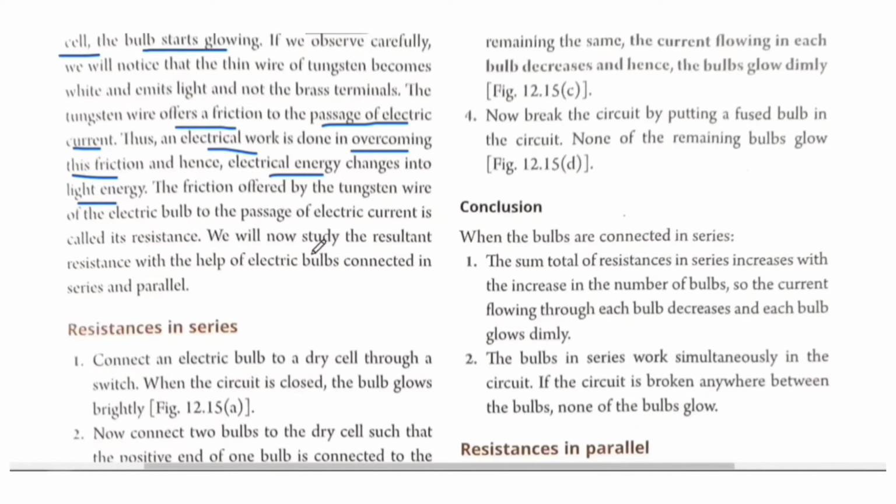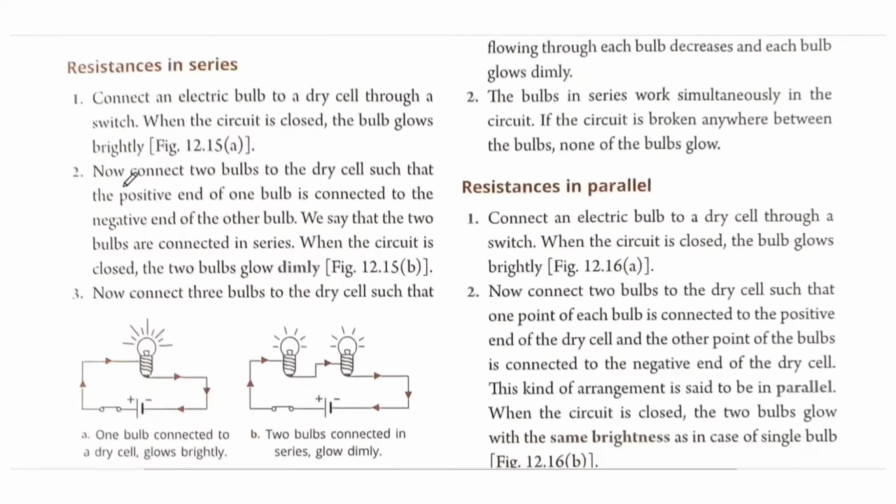So students, now we study what is the effect on the resultant resistance when more than one electric bulb is connected either in series or in parallel to a circuit. Students, in a series arrangement, bulbs are connected to the dry cell such that the positive end of one bulb is connected to the negative end of the other bulb. And we say that the two bulbs are connected in series. And when the circuit is closed, the two bulbs glow dimly.